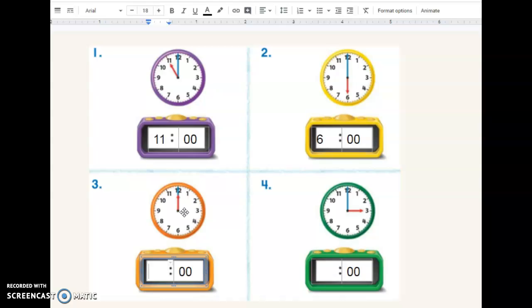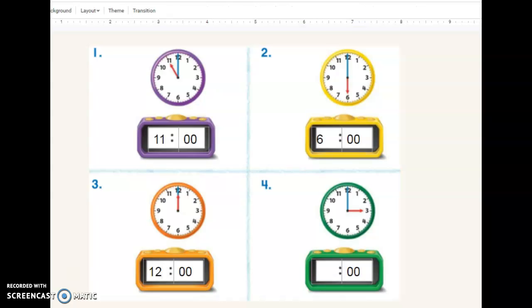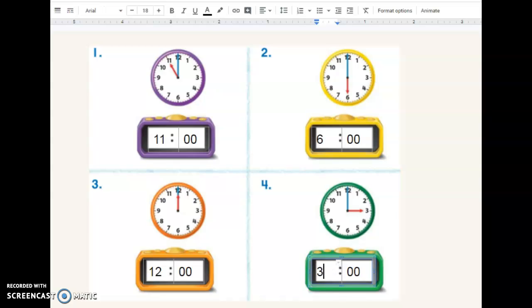Here, okay, this is a new time that we haven't done before. Both the minute hand and the hour hand are pointing to the 12. So we know that if the minute hand is pointing to the 12, it's always going to be 00. So we already have that down. The hour hand, the red hand, is pointing to the 12, so we're just going to write 12 here. 12 o'clock. For the last one, the hour hand is pointing to the 3. So all we have to do is put 3 in the hour part.